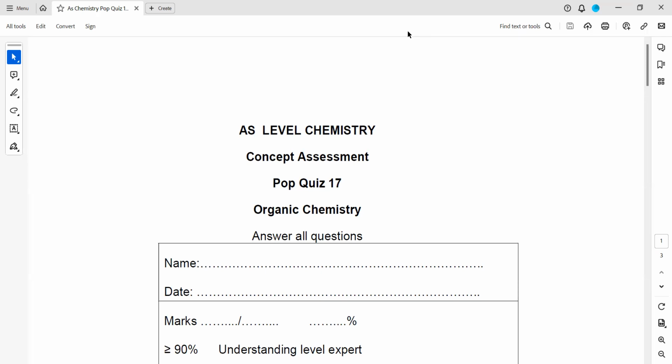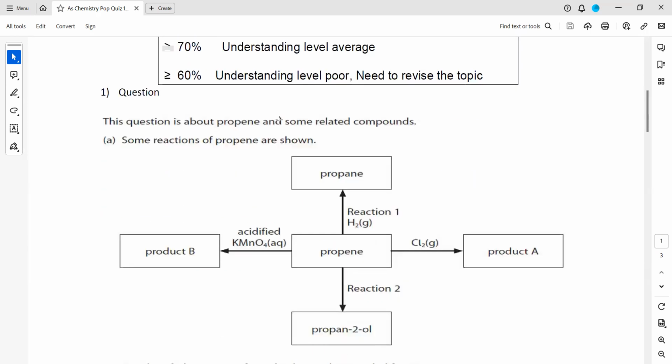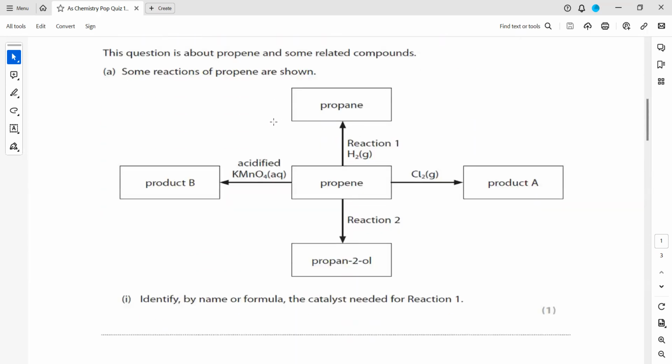So top quiz 17, which is related to organic chemistry questions. And the first question is about propene and some related compounds. Some reactions of propene are shown.